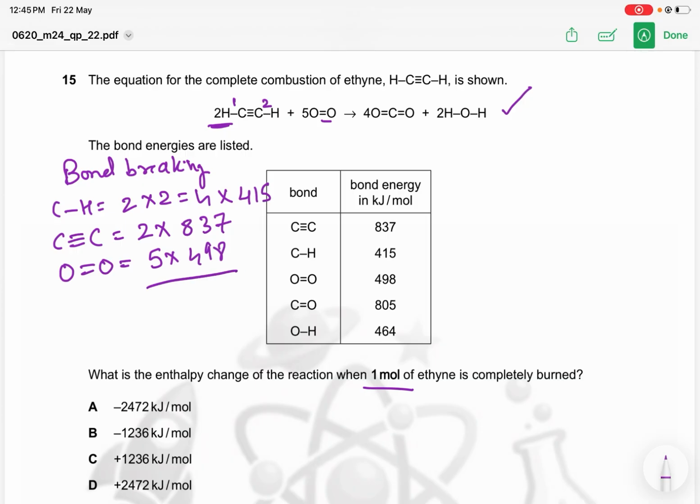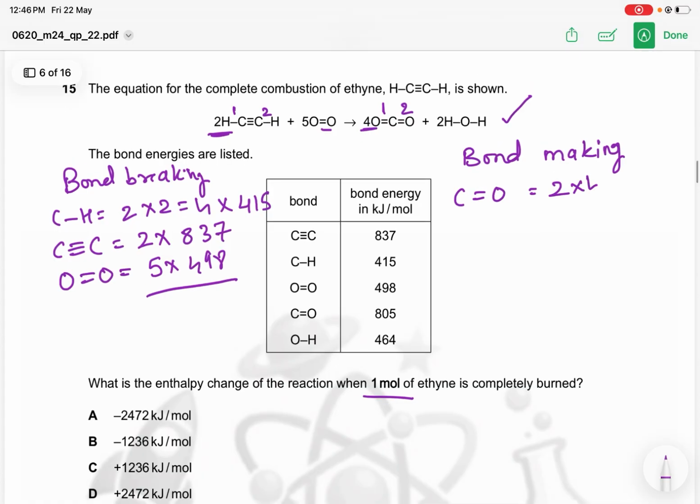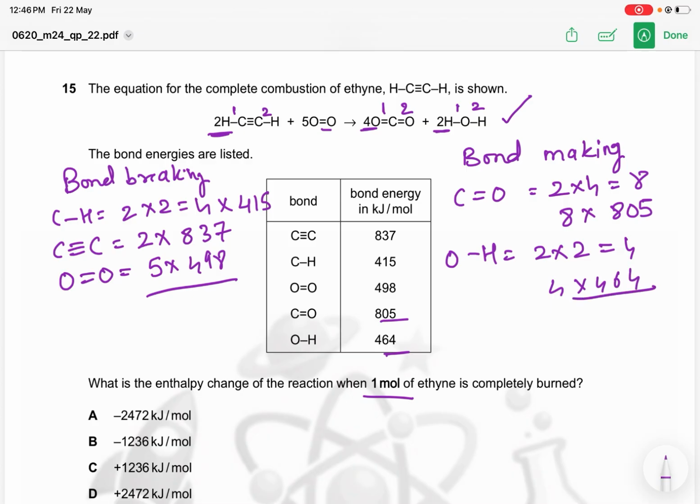Then bond making we will find out. You see I have 2 C double bond O bonds, and I have 4 CO2 molecules. So 2 into 4, which is equal to 8. So 8 into 805. And for the next one, in 1 molecule of water, I have 2 O-H bonds. I have 2 water molecules, so 2 into 2 is 4. So 4 into 464. So I will do a total of all of this.